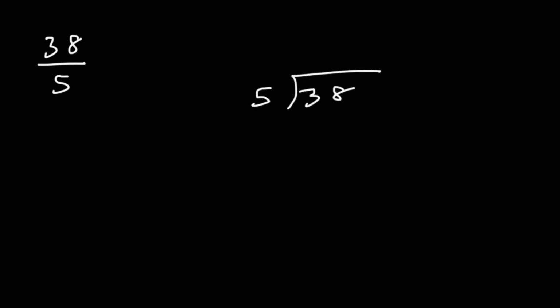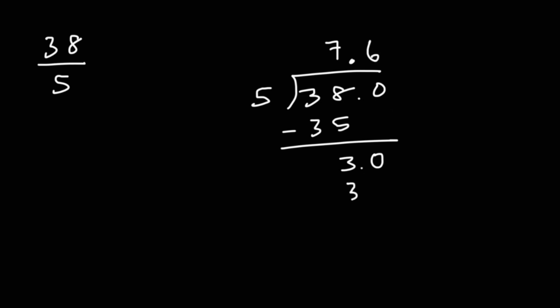So 5 goes into 38 7 times. 5 times 7 is 35. 38 minus 35 is 3. Now let's add a 0. Since we added a decimal point, we need to add it here as well. 5 goes into 30 6 times. 5 times 6 is 30, so 5 times 0.6 is 3.0. And so the remainder is 0. Thus 38 divided by 5 is 7.6.